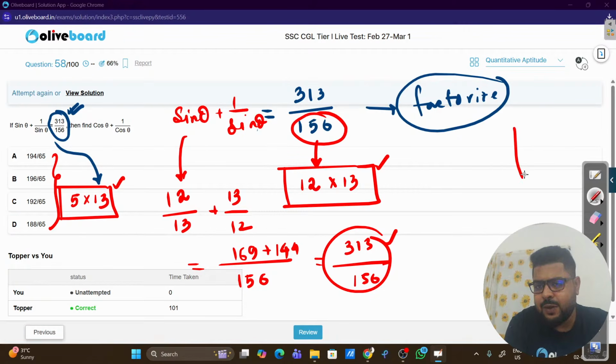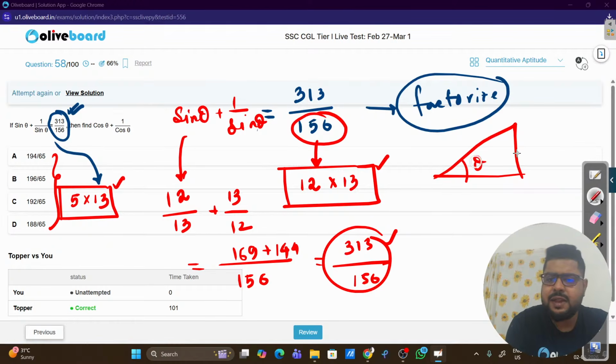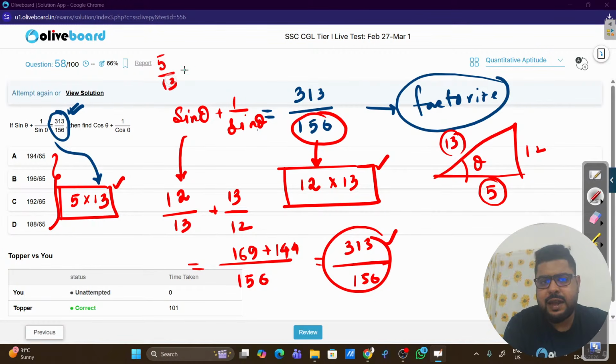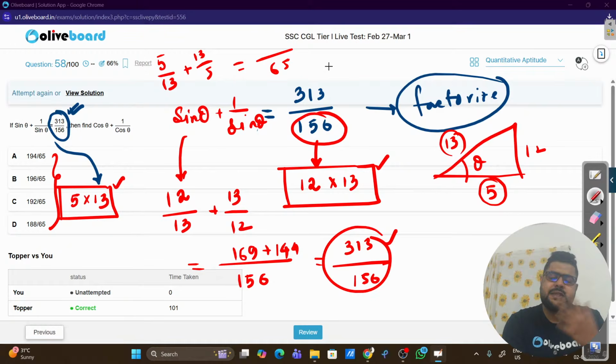So ultimately now I have this thing with me. Sir, this is whatever theta. This is 12, this is 13. So this must be 5. So cos theta must be 5 by 13, and this will be 13 by 5. So 169 plus 25, 194. Option number A, sir.